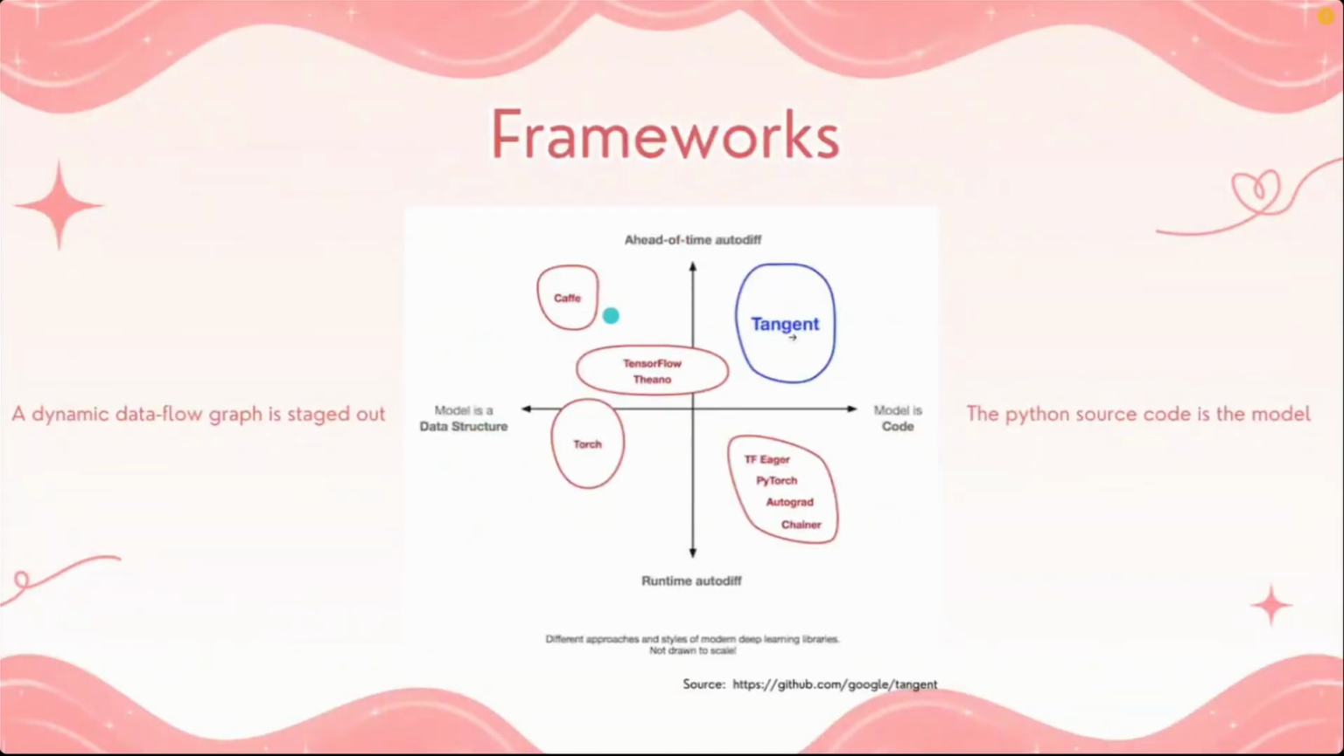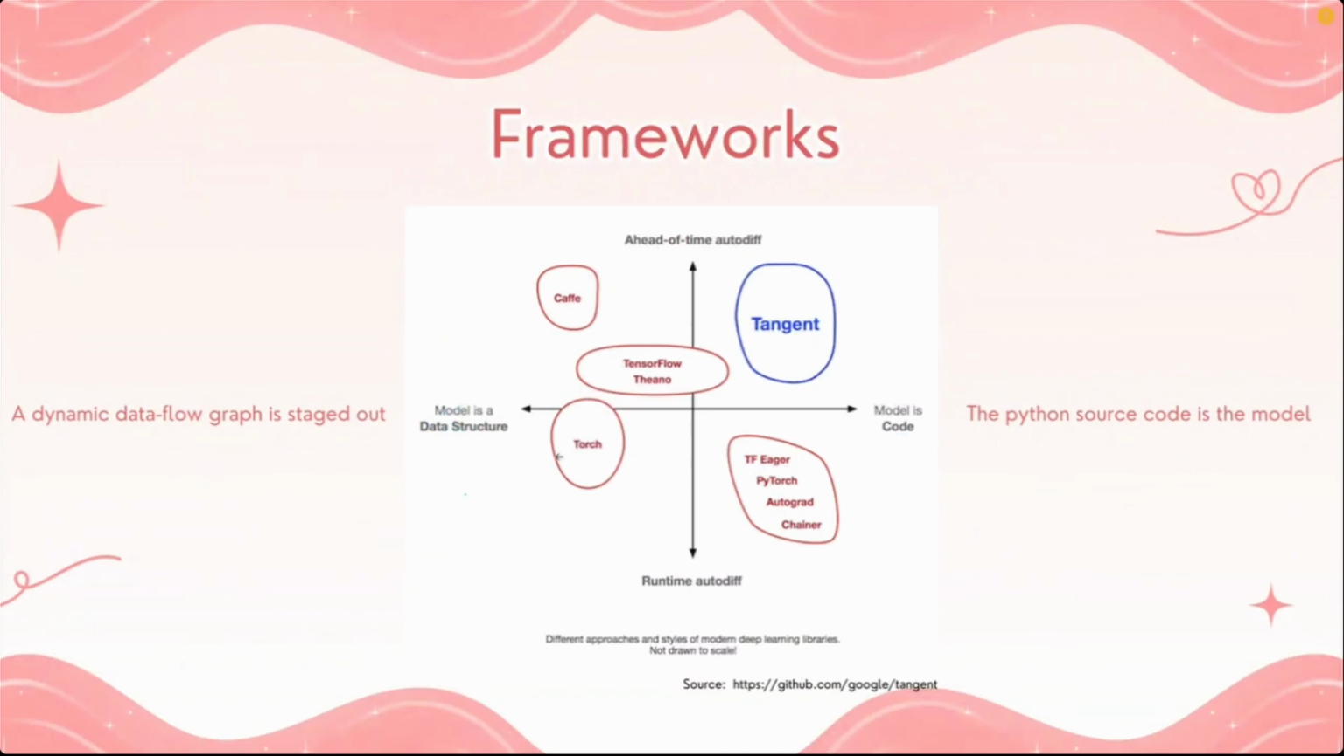So in terms of frameworks, you'll find a few different frameworks, and this graph is available on the project called Google Tangent. It was an experimental project, and they define very well the different spectrum of frameworks available in the different concepts. So on one end, the model is a data structure. What do I mean by that?